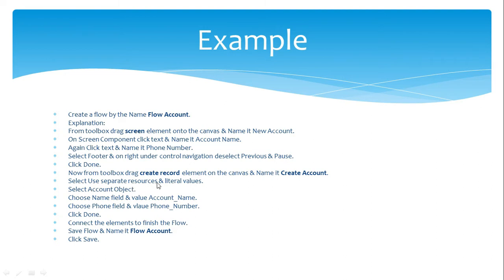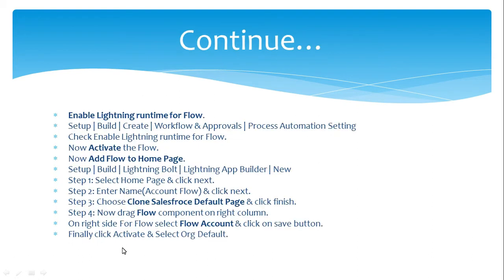Select use separate resources and literal values. Select the account object, choose the name field and value account name. Choose the phone field and value phone number. Click done. Connect the elements to finish the flow. Save the flow and name it flow account. Click save. Continue.